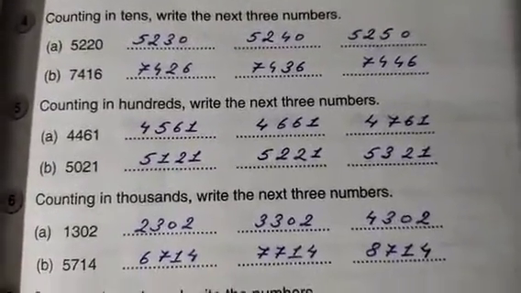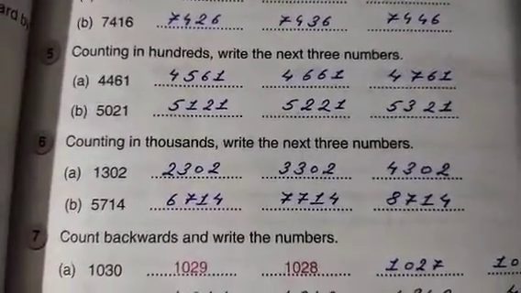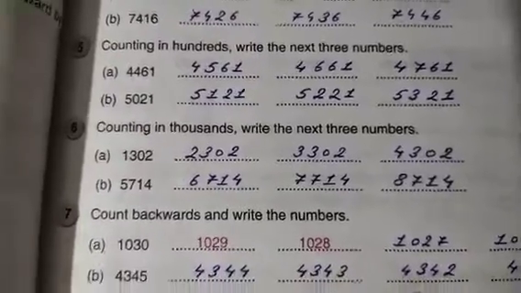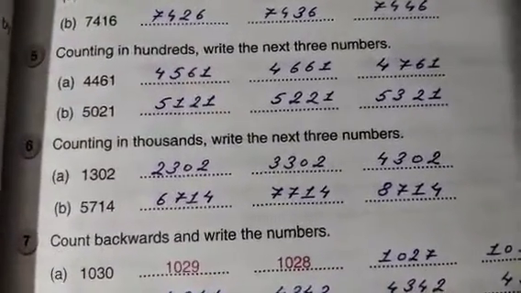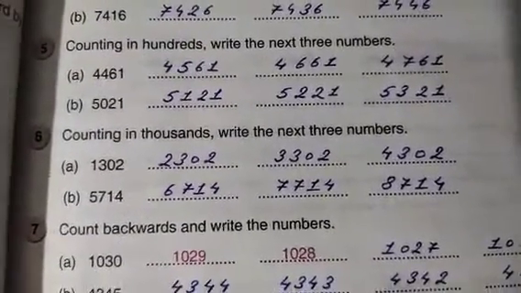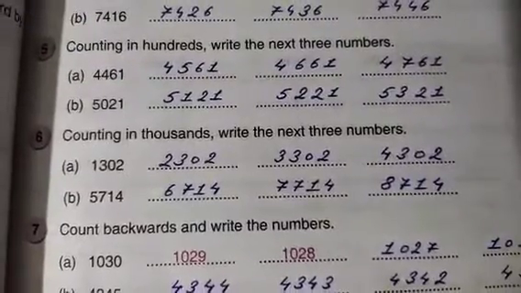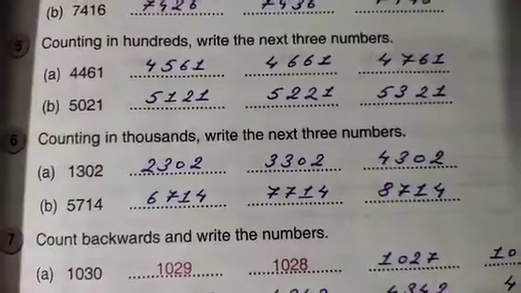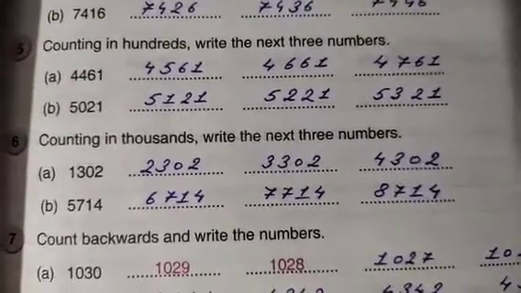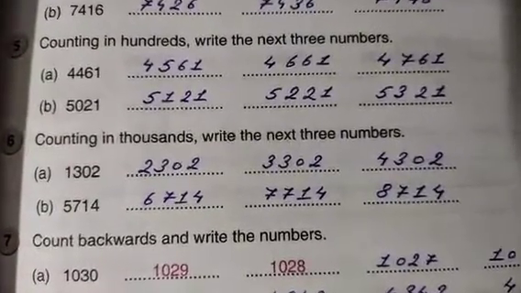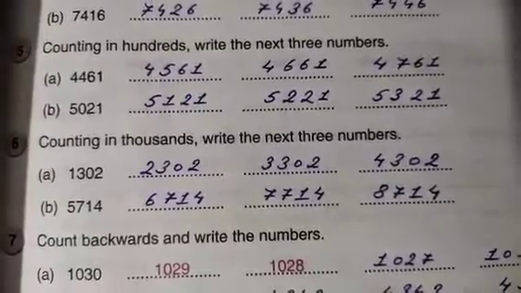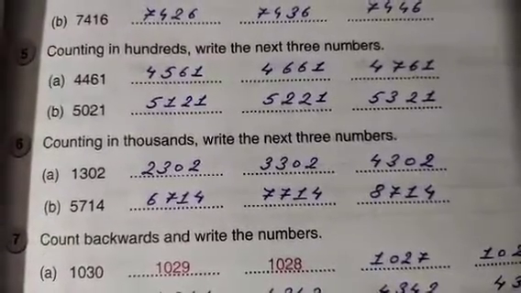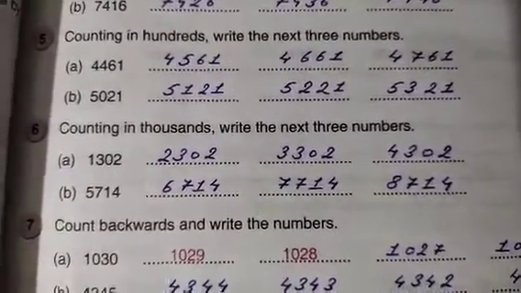Next, number 5. Counting in hundreds, write the next 3 numbers. Now you have to skip 100 numbers. That means if you add 100, you will get the next number. So 4461. The next number will be 4561. The next number will be 4661. Then 4761. Right?